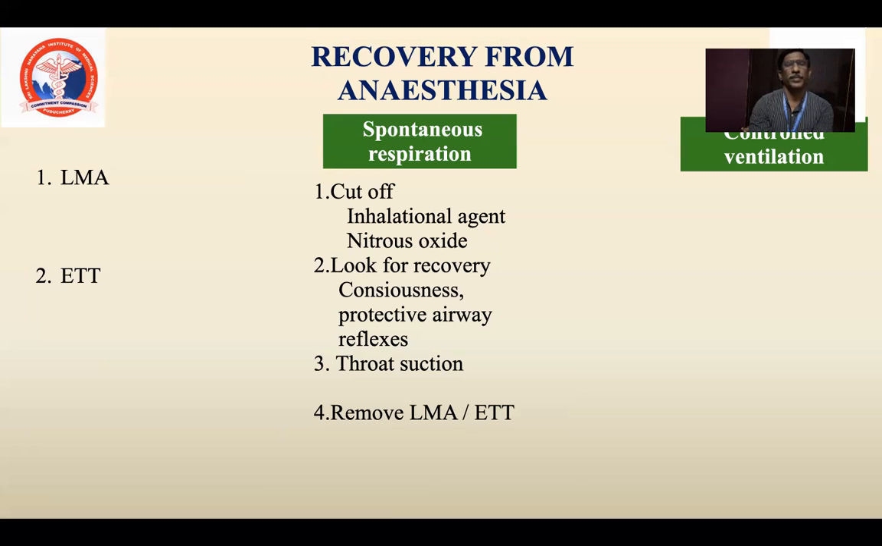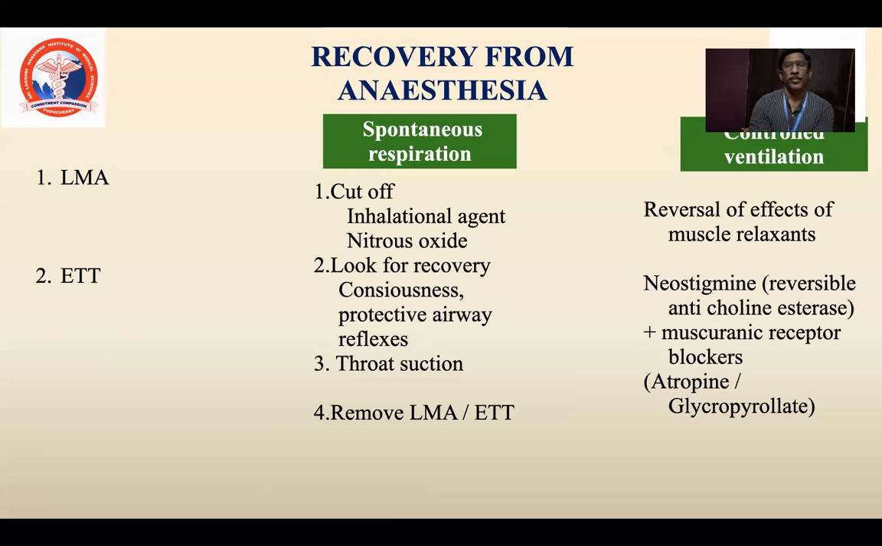In case of spontaneous respiration with the LMA or even endotracheal tube, first thing is we cut off the inhalation agent and the nitrous oxide. Then we wait for the patient to recover. We look for the recovery of consciousness, protective airway reflexes. If they have returned, we apply throat suction, remove the laryngeal mask airway or the endotracheal tube. But when we use controlled ventilation, you have used the muscle relaxant drugs, which have caused the blockade of neuromuscular junction.